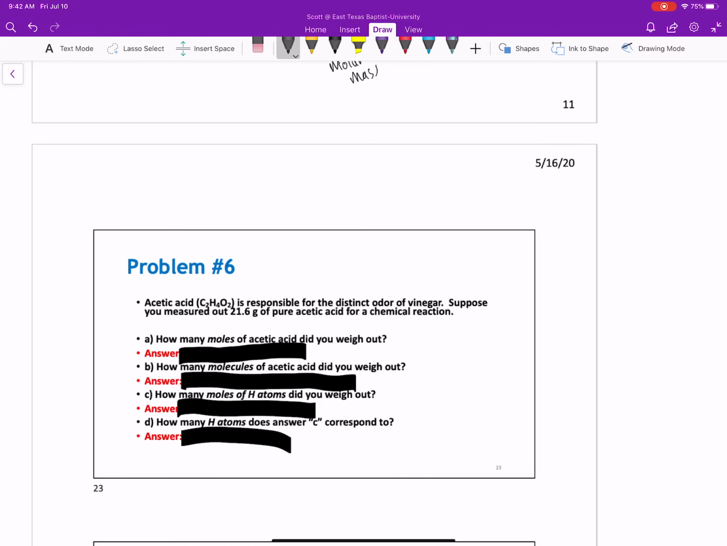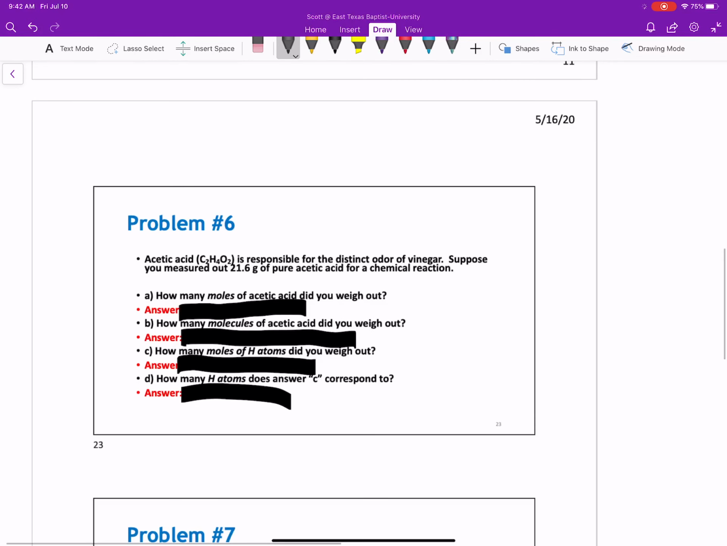And then here's problem 6. Acetic acid is responsible for the distinct odor in vinegar. Suppose you measured out 21.6 grams of pure acetic acid for a chemical reaction. How many moles of acetic acid did you weigh out? I'm just going to use the diagram that I gave you back in slide 17 to solve this one. I'm given 21.6 grams and I'm asking for moles. To go from grams to moles, that diagram tells you to divide by the molar mass.